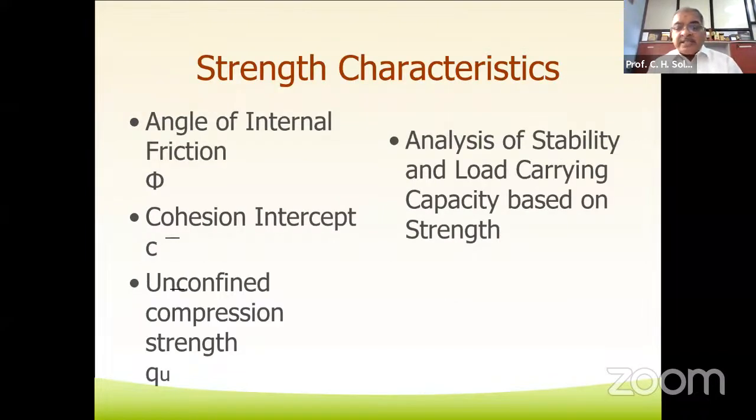Now we are coming to the strength characteristics. We have already seen the significance of the angle of shearing resistance phi and cohesion C. These are the shear parameters. In addition to this, unconfined compressive strength is also useful in case of clay soil to know the cohesion of the soil. These strength parameters are used for the analysis of stability and load carrying capacity based on the strength.